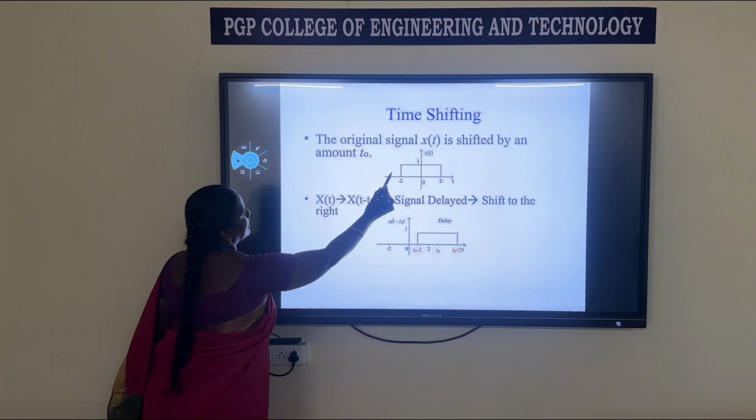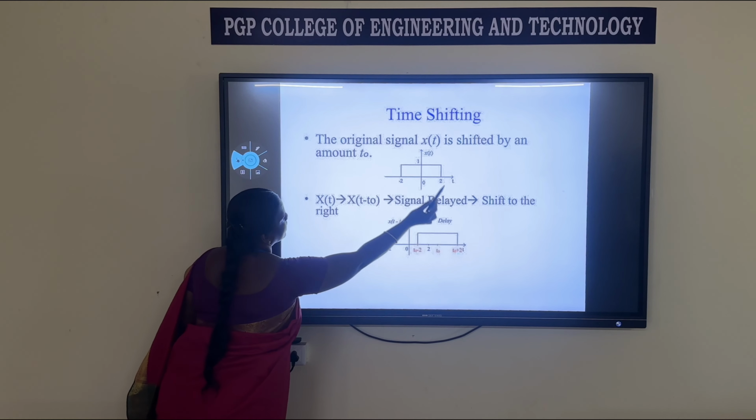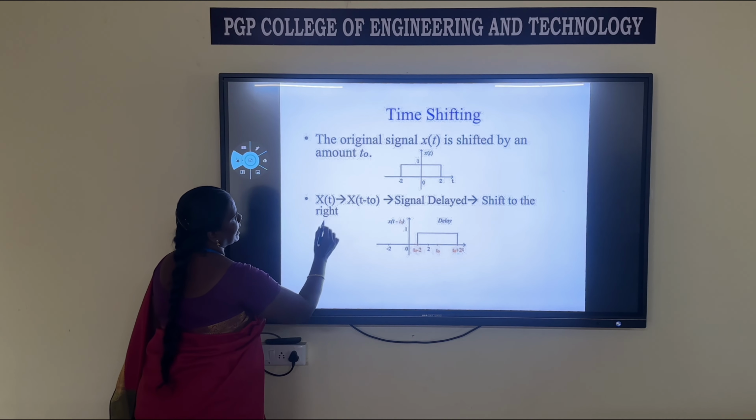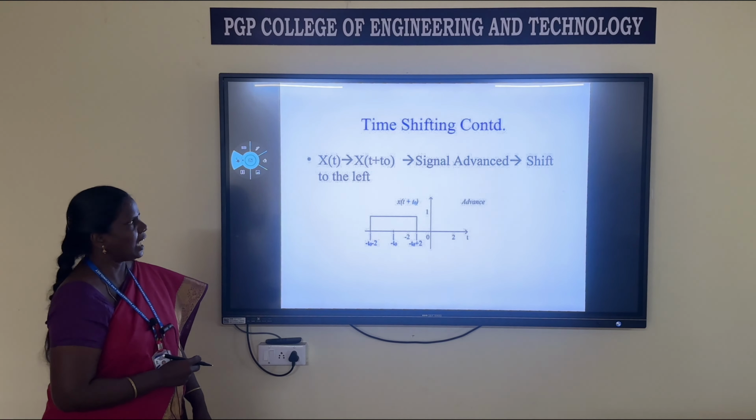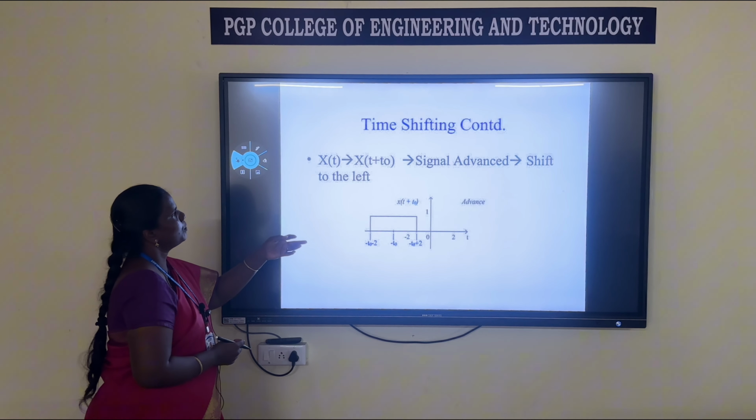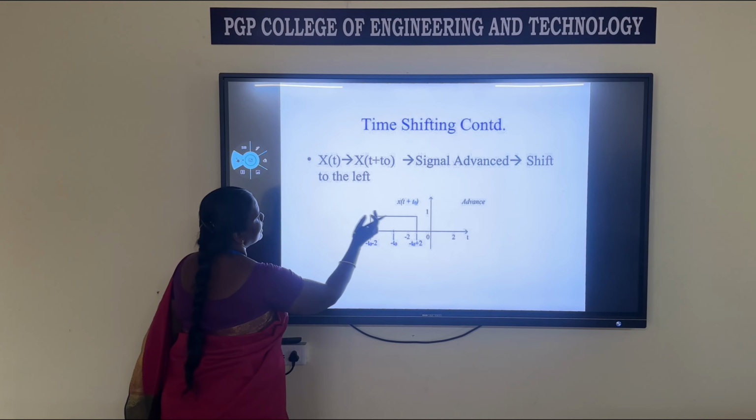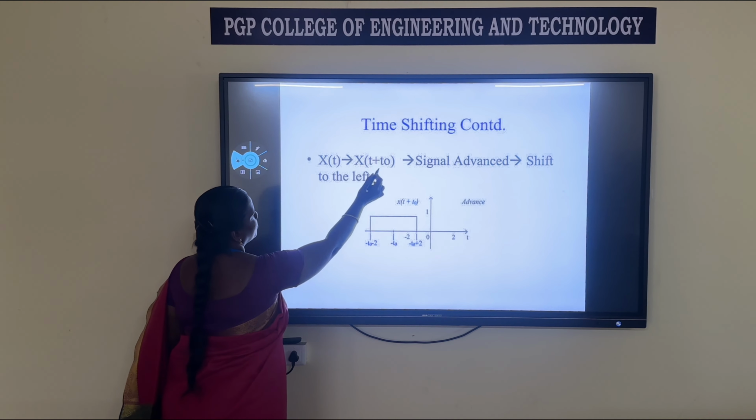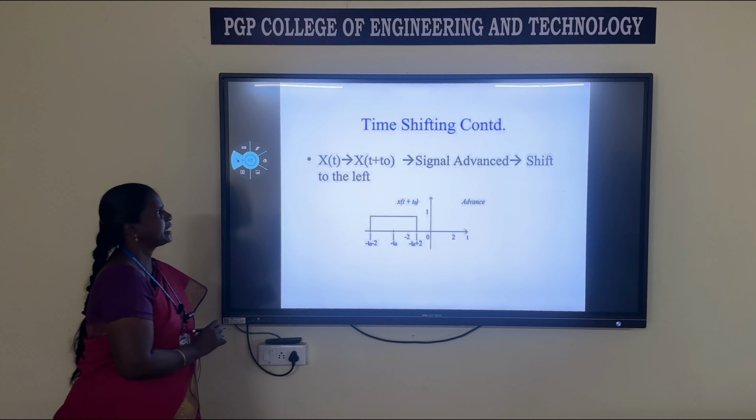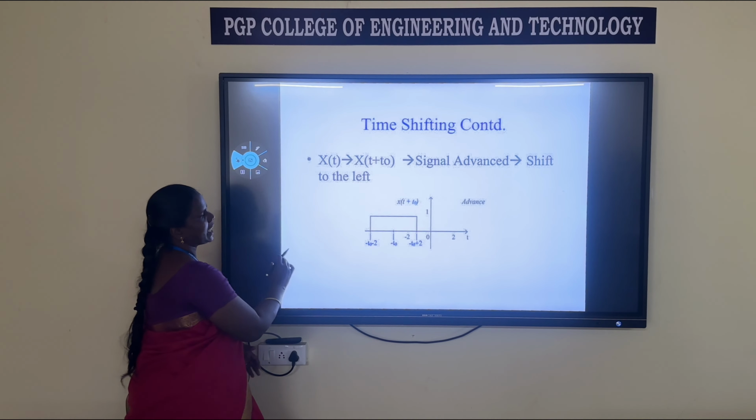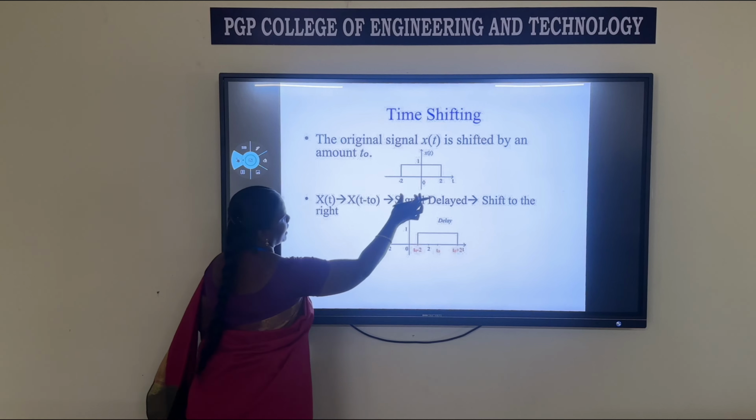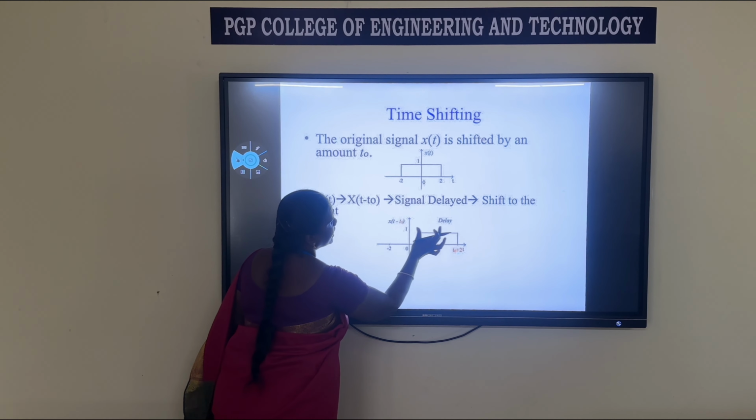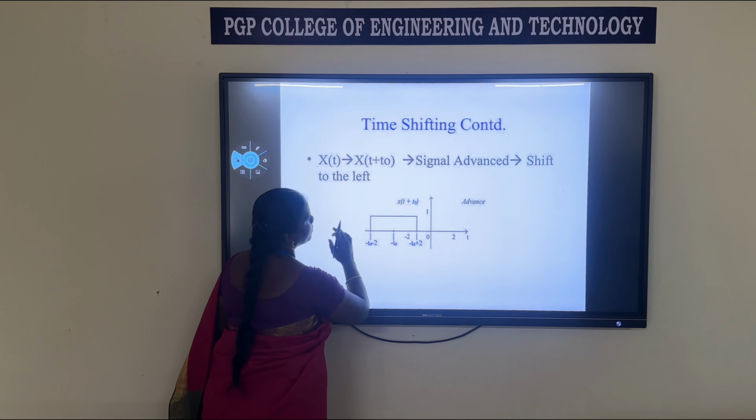This is the original signal, and this signal is shifted to the right. So we can write x of t minus t naught. For time shifting, another example: the original signal is shifted to the left. It can be represented as x of t plus t naught. Here the signal is advanced, and there the signal is delayed.